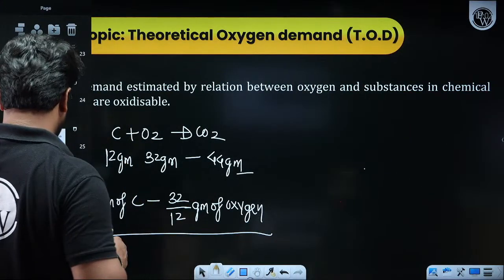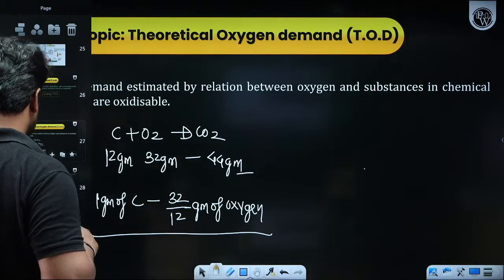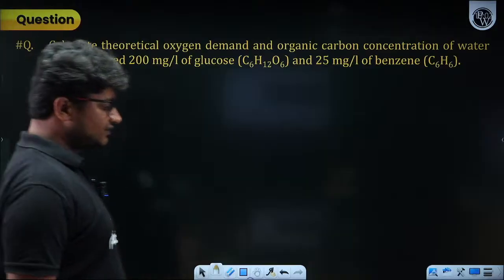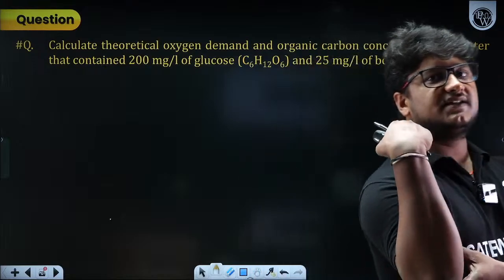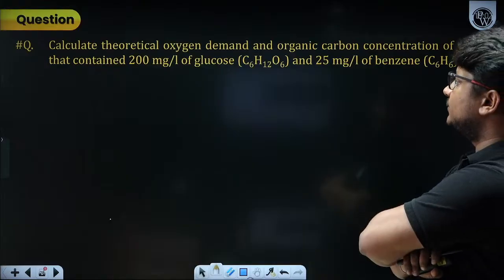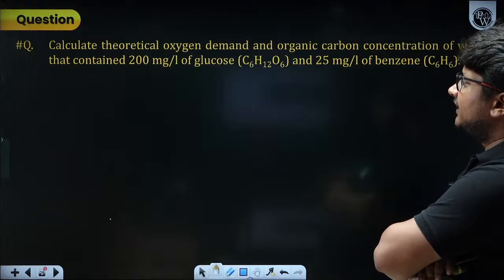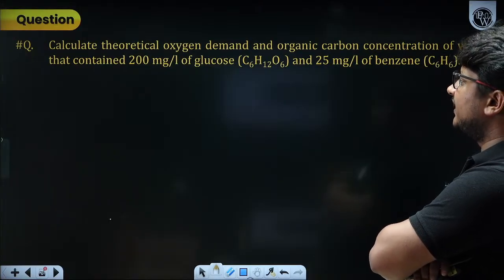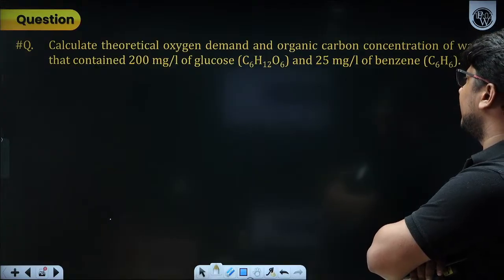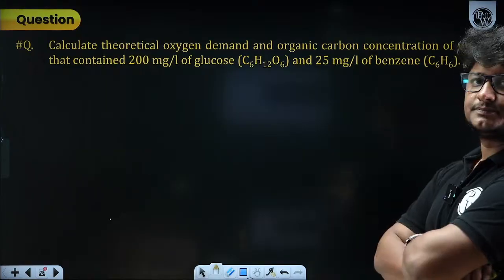Now to understand this in a much better way, and one more point I want you to learn, which is the total organic carbon, let me take a question for all of you. Read this question first. The question says: calculate the theoretical oxygen demand and organic carbon concentration of water that contained 200 milligram per liter of glucose, which is C6H12O6, and 25 milligram per liter of benzene, which is C6H6.